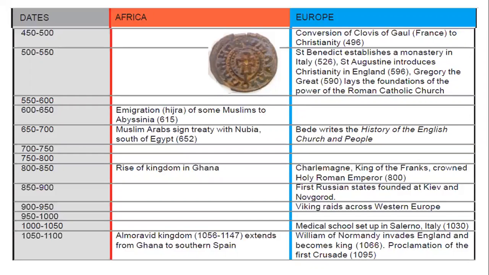In Europe, we have that in 650 to 700, Bede writes the history of the English church and people. 800 to 850, Charlemagne, king of France, was crowned Holy Roman Emperor. 850 to 900, the first Russian states were founded at Kiev and Novgorod. 900 to 950, Viking raids across Western Europe. 1000 to 1050, medical schools are set up in Italy, and 1050 to 1100, William of Normandy invades England and becomes king. Proclamation of the First Crusade.